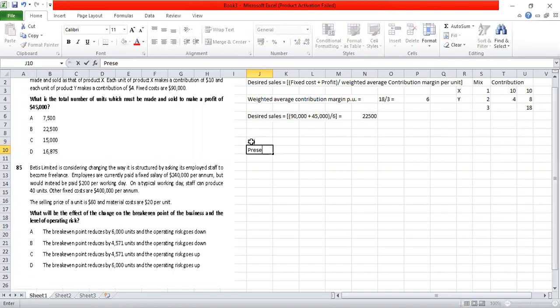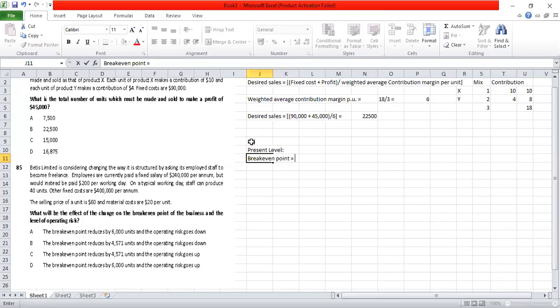Present level, let's put it as present situation. We need to find out because they are asking us in terms of break-even point. So let's find out what is break-even point at present. The formula is the same, fixed cost divided by contribution margin per unit.